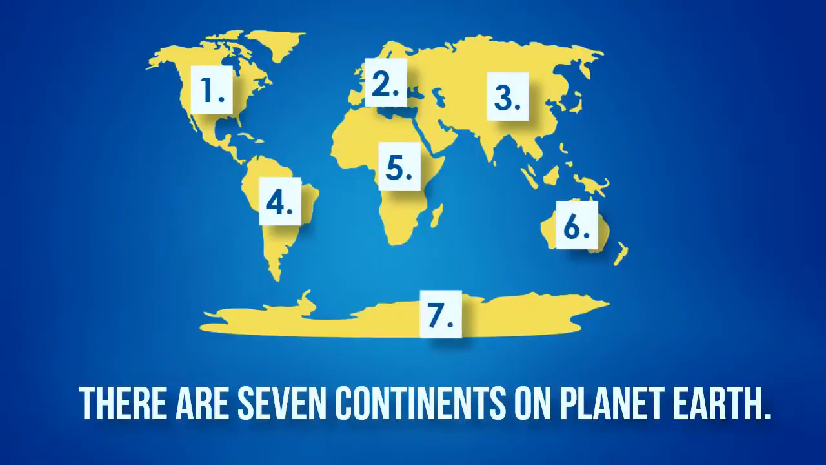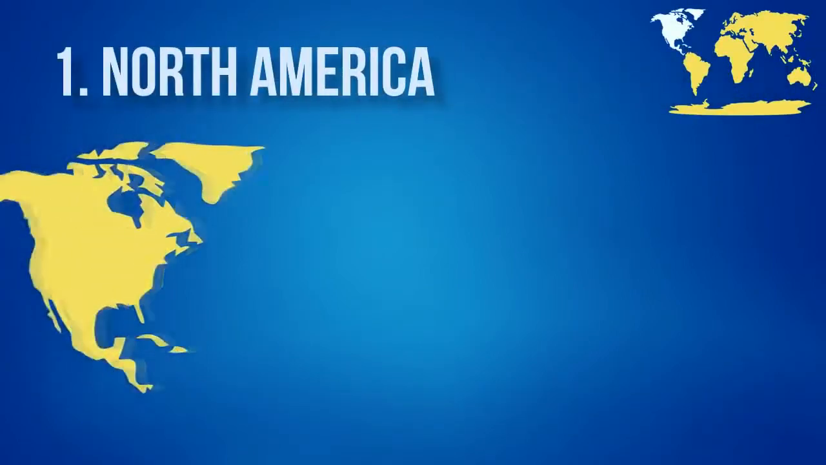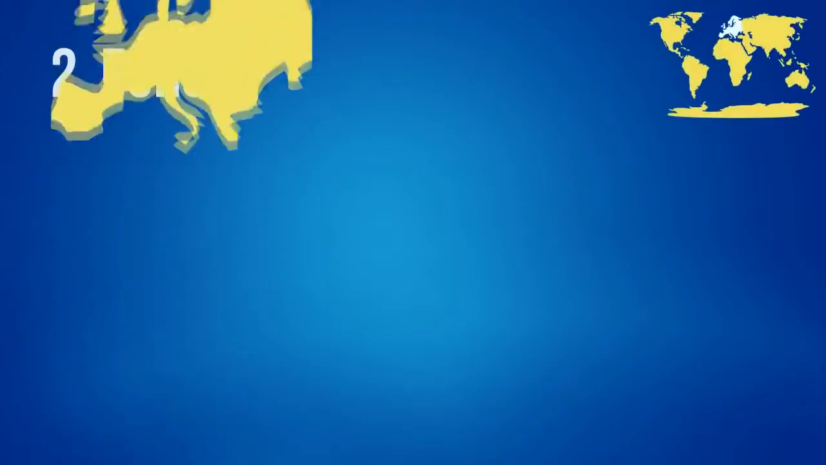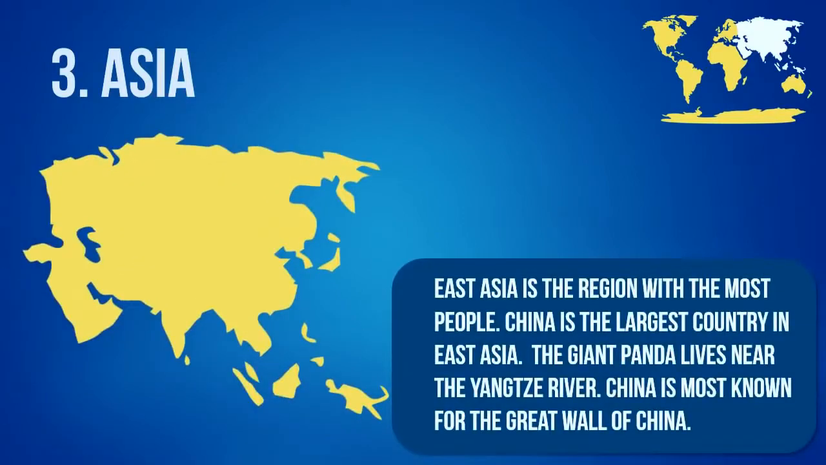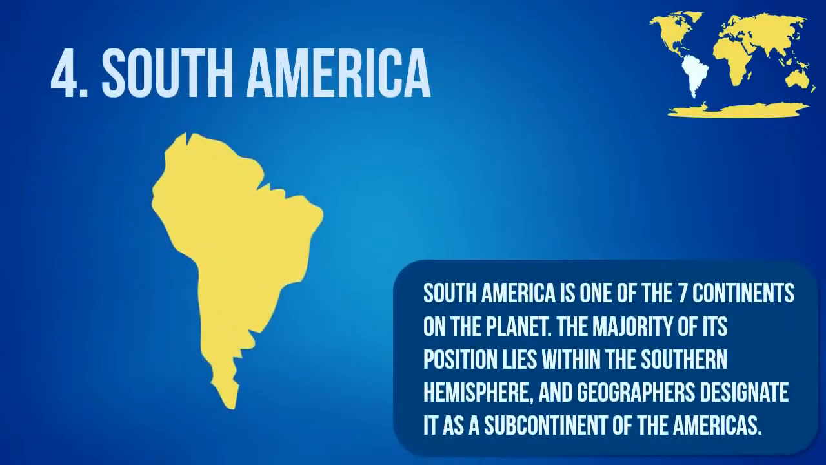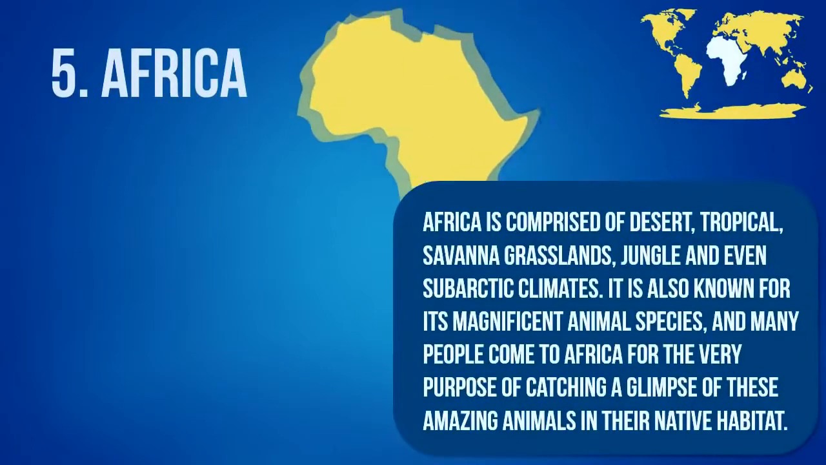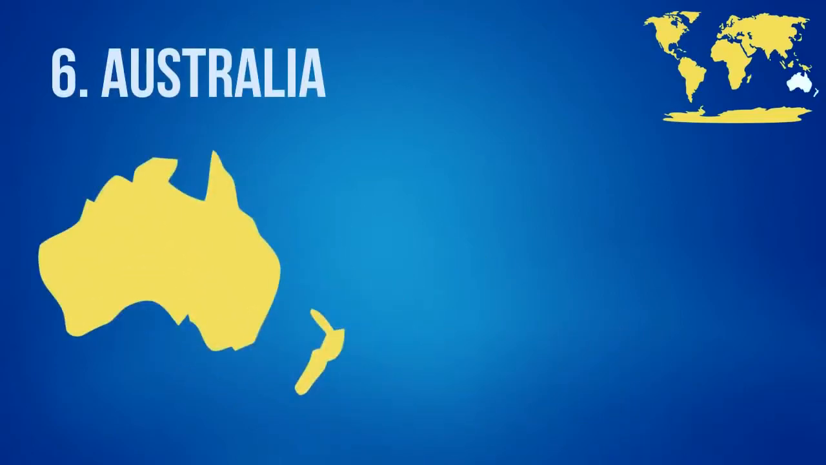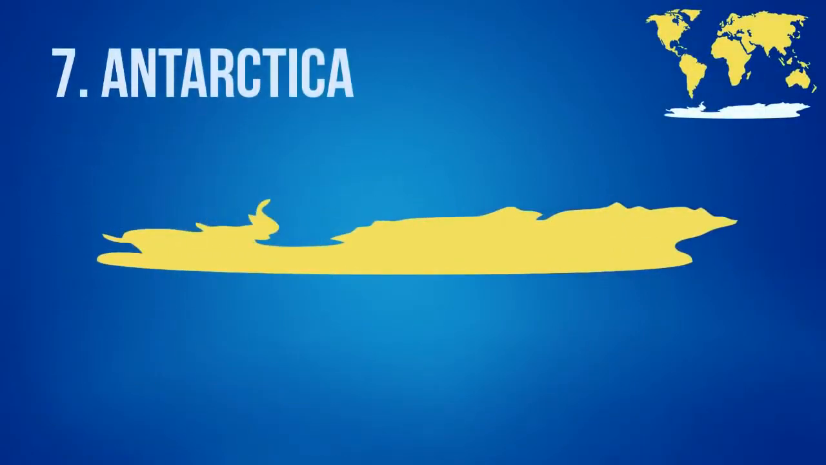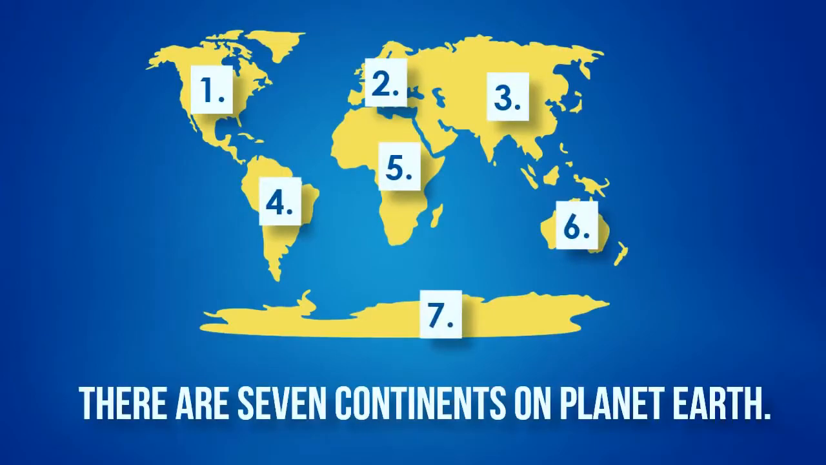I have already said that large land masses are called continents. They are North America, Europe, Asia, South America, Africa, Australia, Antarctica. So, in total, we have 7 continents.